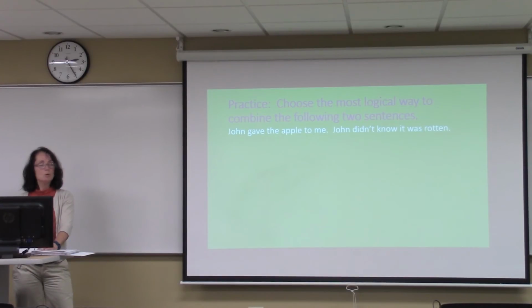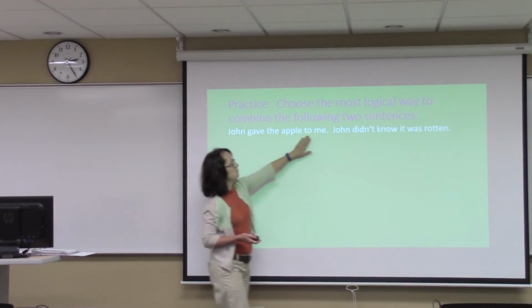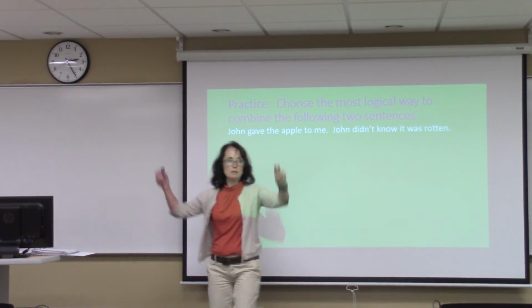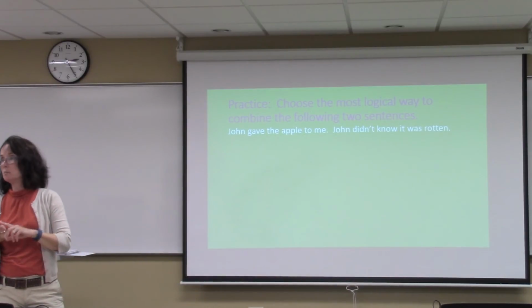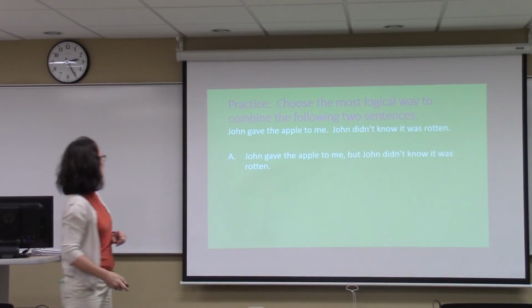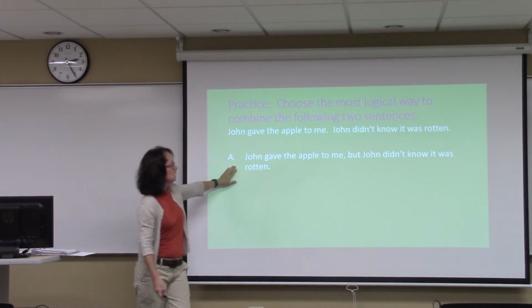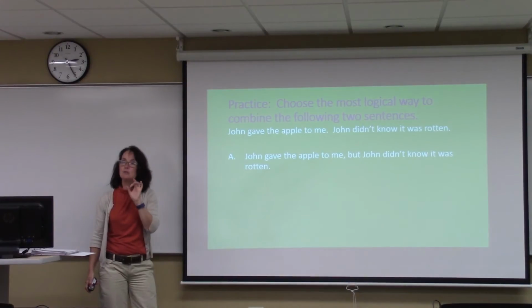Okay? So, let's do the second type of sentence question. Choose the most logical way to combine the following sentences. John gave the apple to me. John didn't know it was rotten. We have two sentences, and we've learned how many ways there are to combine two sentences? Okay? So, John gave the apple to me, but John didn't know it was rotten. Take a look and tell me if it could be right.